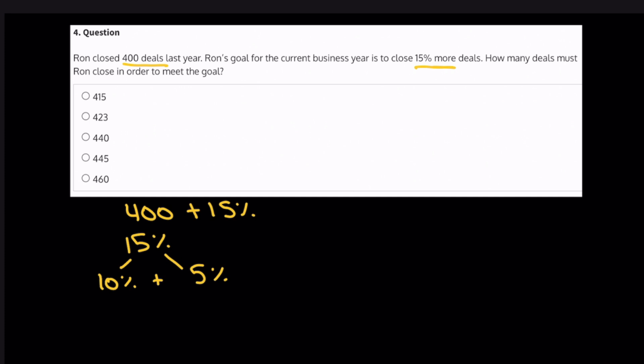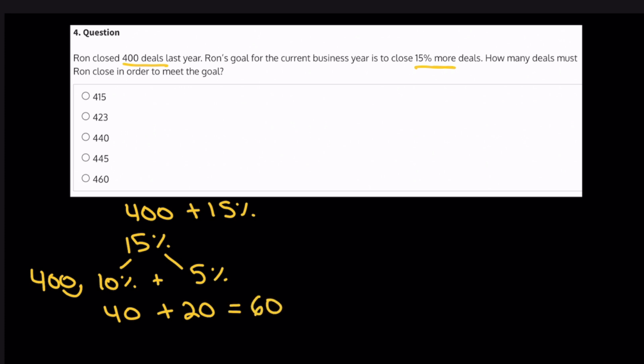So 10% of 400. If we take our 400, every number has a decimal. And if you don't see a decimal, then it's usually an imaginary decimal point at the end of the number. Now, if we move it one place to the left, we get 40. So we have 40 as our 10%. And we're adding now half of 40, which is 20, to get 60.